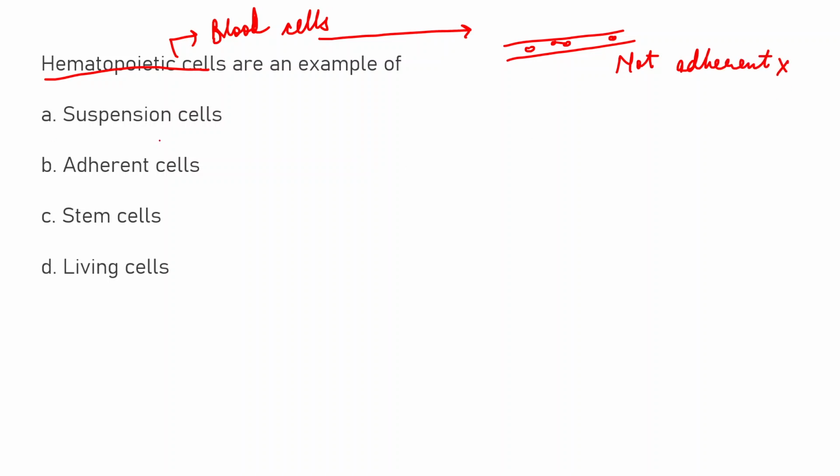So here there are four options: suspension cells, adherent cells, stem cells, and living cells. So here your blood cells are not adherent, they're not stem cells, living cells. Hematopoietic cells or blood cells are an example of suspension cells.